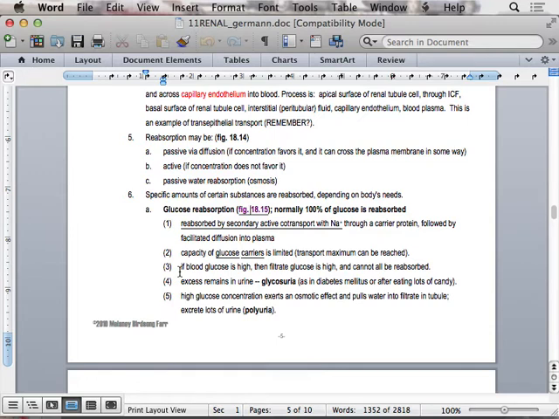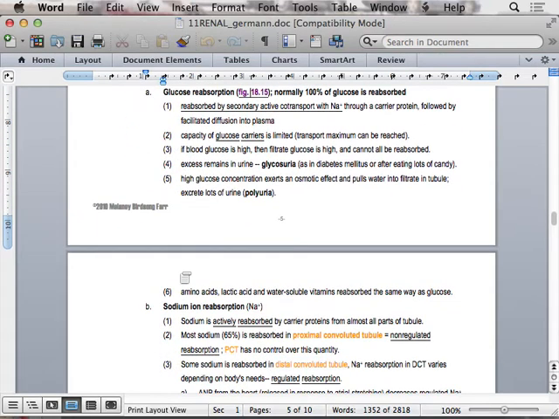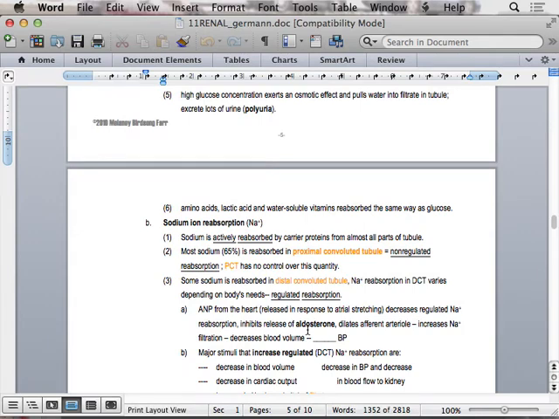Good? Amino acids are reabsorbed in this mechanism as well, and some other things that you actually need. Water-soluble vitamins, some of those are reabsorbed by that mechanism. So basically, under normal circumstances, 100% reabsorption of glucose by secondary active transport. That's what you normally get.